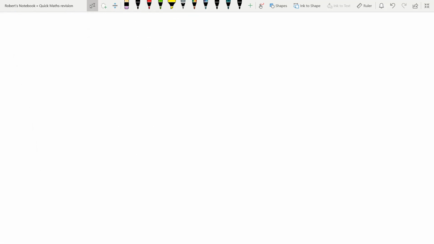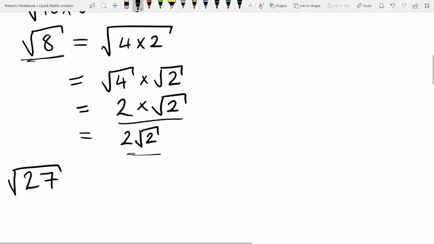Another question we might have would be: write root 27 in its simplest form. So the trick with simplifying surds is you always want one of the numbers that you're separating your bigger number into to be a square number. So in this example before we had 4 and 2. So 4 was the square number in this case.